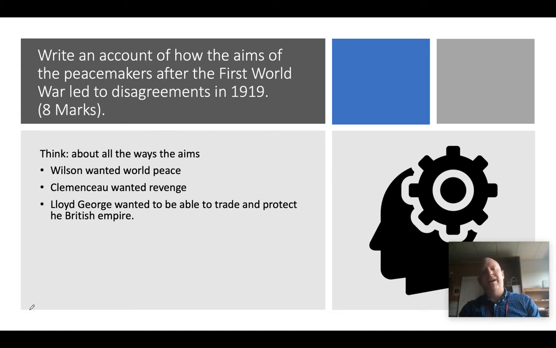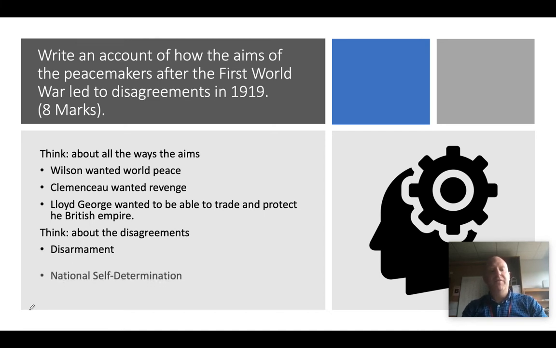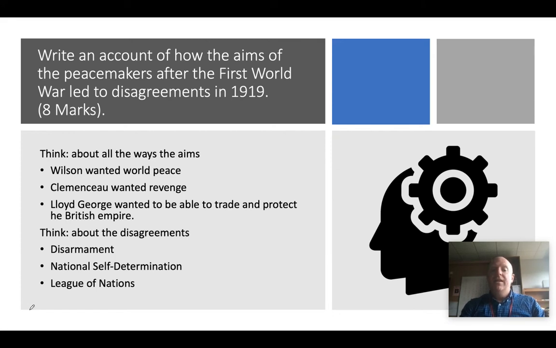So that's our X, so we're going to talk about our X. Now, where is our Y? Where are the disagreements? Let's think about the disagreements. I'm going to quickly write down what I remember. They disagreed over disarmament. They disagreed over national self-determination. And they disagreed over a League of Nations, to name but a few things. So I now have my aims, I now have my disagreements. I can now start to build my answer.